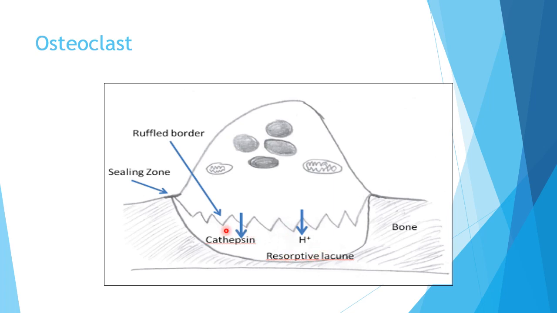Also, there are enzymes like cathepsin and metalloproteinases that will absorb the organic part. So the carbonic anhydrase system pushes hydrogen, lowers the pH, and absorbs the inorganic part. Cathepsin mainly, that's the main enzyme, and other enzymes like matrix metalloproteinase will absorb the organic part. So these together will absorb the bone, and you have an area here of bone resorption.